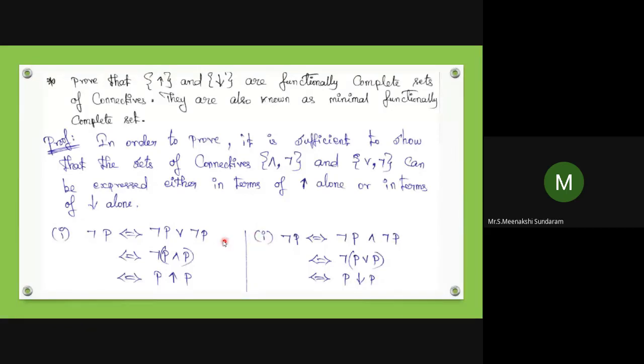I like to go for negation P. Negation P can be written using the idempotent law as negation P disjunction negation P. The first step I can use is the idempotent law. Next I will apply De Morgan's law: negation of P conjunction Q.